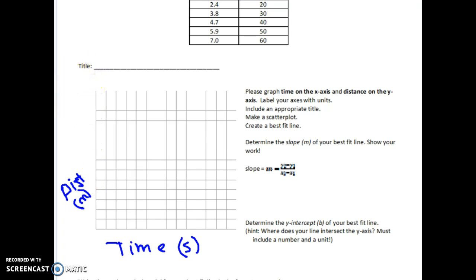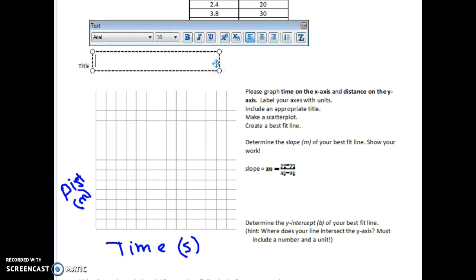Now, in terms of your title, what you're going to want to do is develop a title that always has the same general format of y versus x of something. So my title is going to be distance, because that's on my y-axis, versus time of a biker. So far, so good.